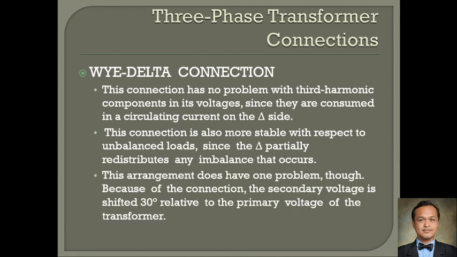This arrangement does have one problem though: because of the connection, the secondary voltage is shifted 30 degrees relative to the primary voltage of the transformer. So the problem is the phase angle of the voltages present in the circuit. From primary to secondary, the voltage shifts by a 30-degree angle.